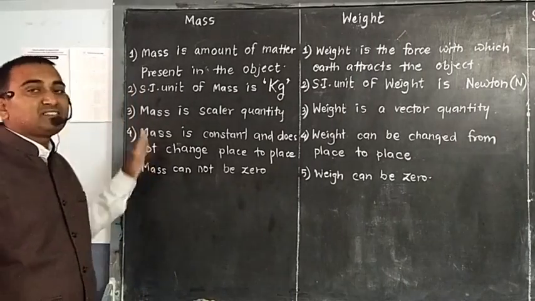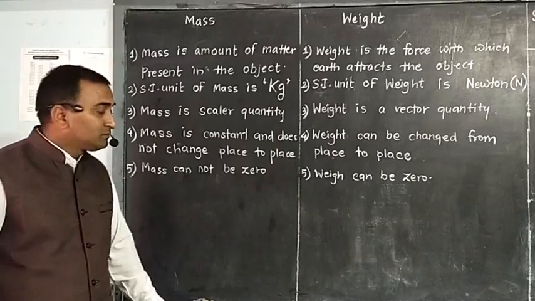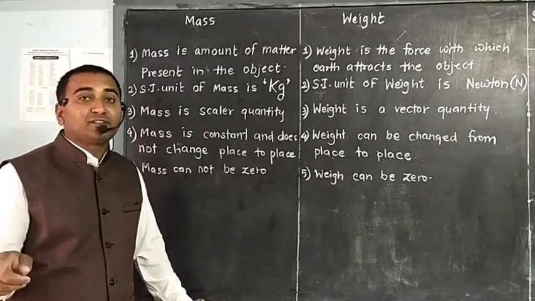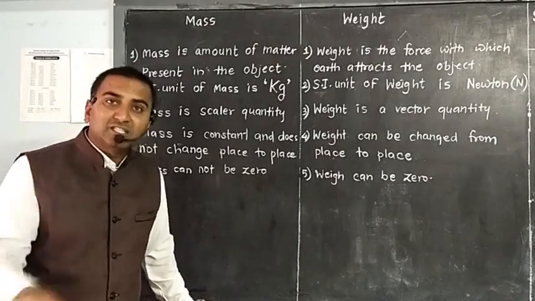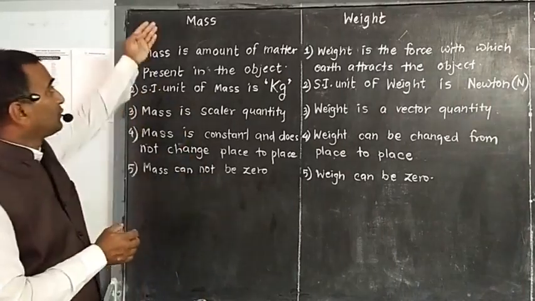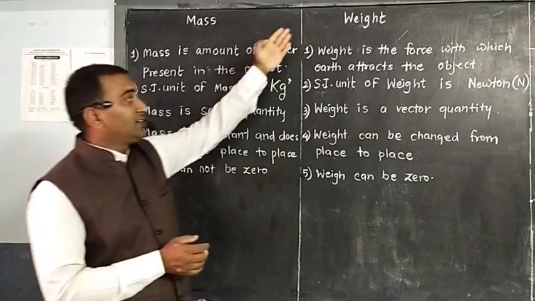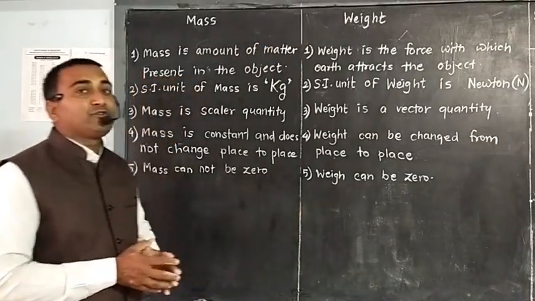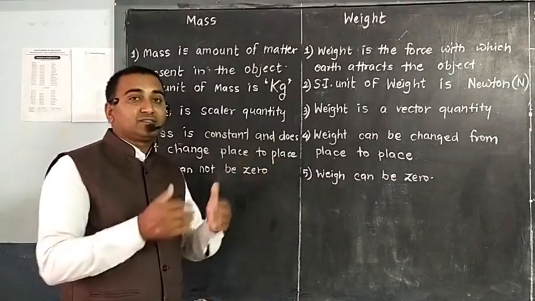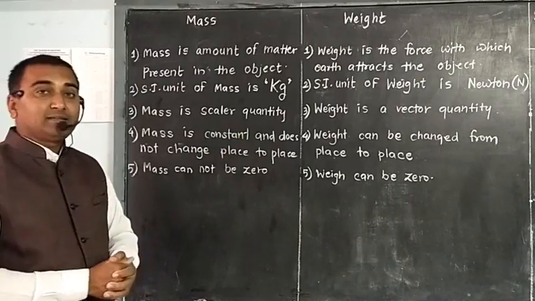Mass cannot be 0. If mass is 0, that means there is no existence of matter. But weight can be 0. Just as we have discussed, at the center of earth, wherever value of g is 0, weight is 0. So these are the points. Look at this: mass, these points used to explain; weight, these points to explain; and if you want to explain the difference, then you have to set forth a comparative study in front of you. According to this, mass and weight can be discussed.